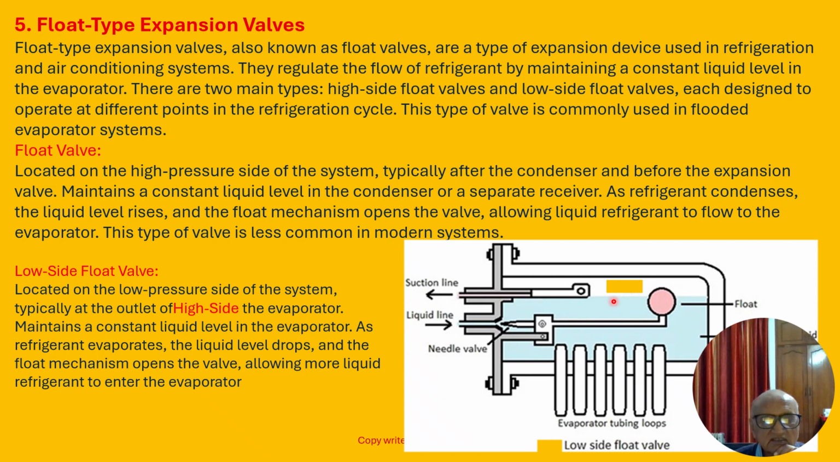Diagrammatically, you can see here the low side float valve. The low side float valve is located on the low pressure side of the system, typically at the outlet side of the evaporator, and maintains a constant liquid level in the evaporator. As refrigerant evaporates, the liquid level drops and the float mechanism opens the valve, allowing more refrigerant to enter the evaporator.